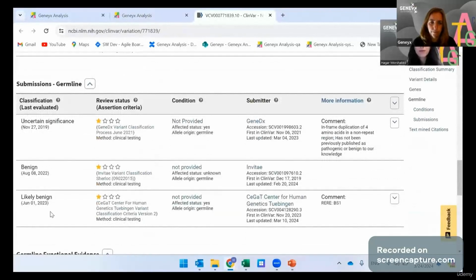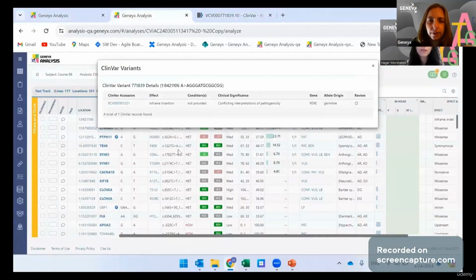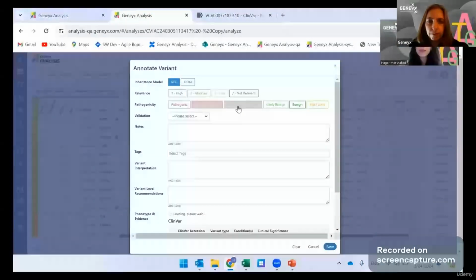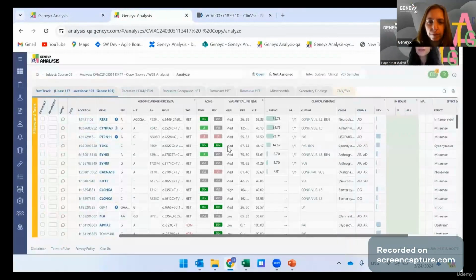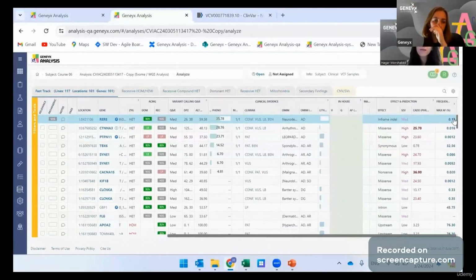Now, if I scroll down, I would see the different submissions, and I see that one submission by GeneDx is a variant of unknown significance, and there are two additional benign classifications by Invitae and by CGAT. All three are large and known labs, and we can trust that this is for sure not a likely pathogenic variant. So if we go back to the analysis, for sure this variant could be classified as a variant of unknown significance and not as a likely pathogenic one, which for me is kind of relaxing for this specific variant.